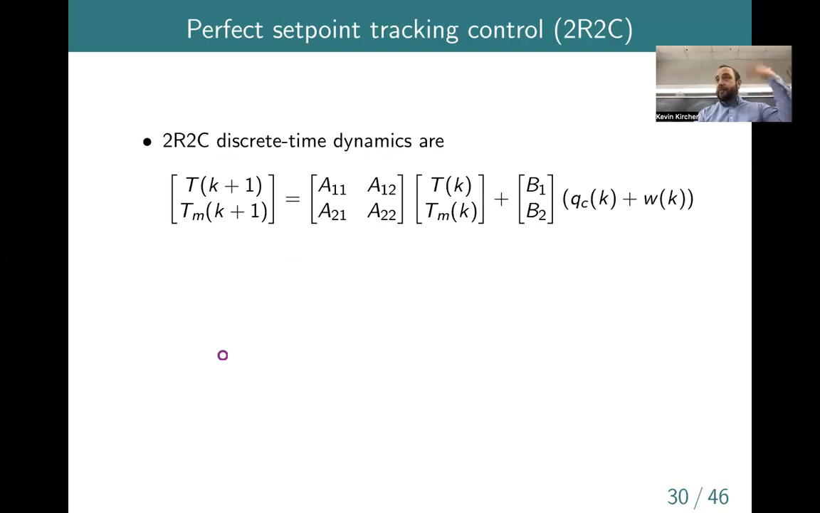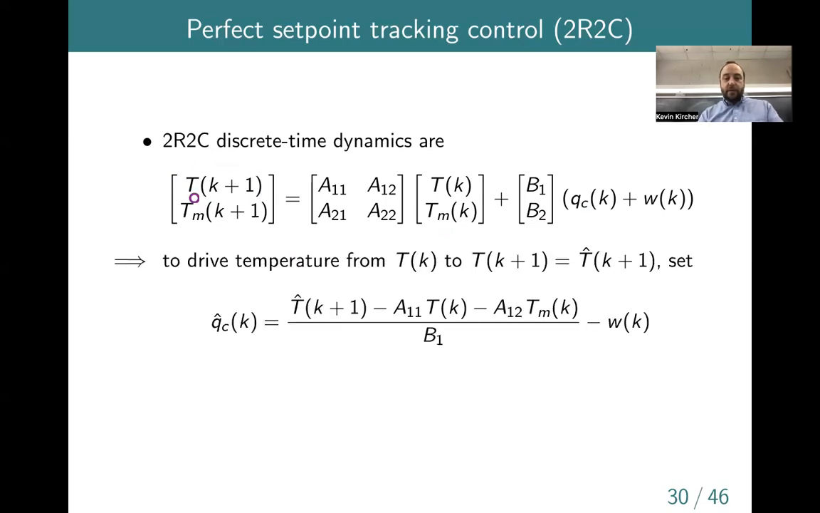And we can do that in a 2R2C or in fact in a higher order model as well. The 2R2C dynamics are written in discrete time as a matrix A times the state vector T plus another matrix B times the boundary term. We can plug in T hat again, the set point preference for T_{k+1}, and then solve the first row of this vector of equations for the input thermal power Q_C. You can see how that works: we take T hat over here, subtract A11 times T, A12 times the mass temperature, and then we have a B1 times all this stuff. So we divide through by B1 and end up subtracting off the W over E. Does that make sense? Okay.